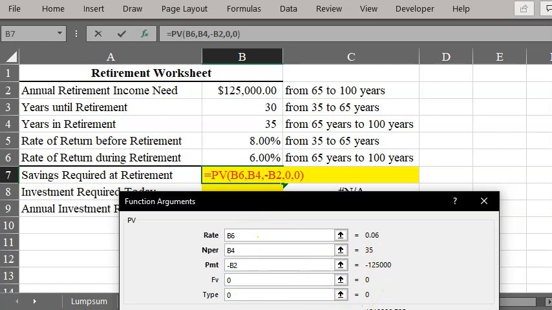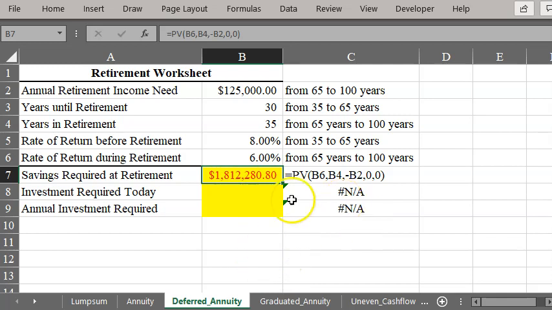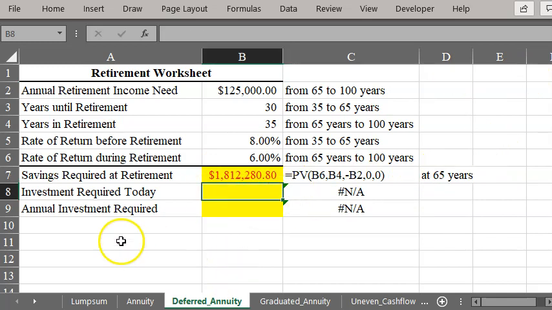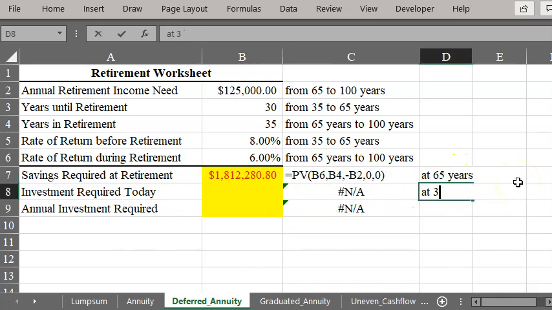Okay, so with this, you can see that she needs $1.8 million when she retires. So this is at 65 years. As soon as she retires, she needs to have $1.8 million in her account, so she can keep getting $125,000 per year from that point, from 65 onwards. Okay, so now the question is, what is the value of this today? We know she needs $1.8 million at 65, but what is the value of this at 35 years, which is today?